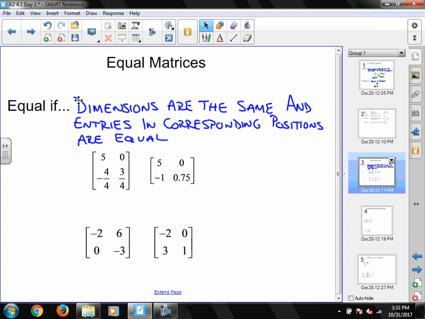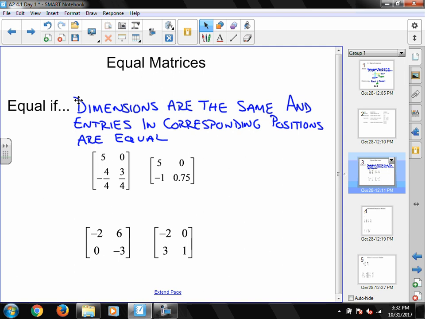So what that means is, obviously the dimensions have to be the same. If you're working with a square matrix, you've got two of these actually, so you're going to have two matrices. You're going to have a 2 by 2, 3 by 3. They're both going to be 3 by 2s. Whatever those dimensions are, they have to be the same. And then entries in corresponding positions are equal.